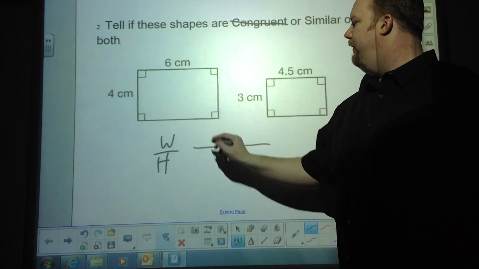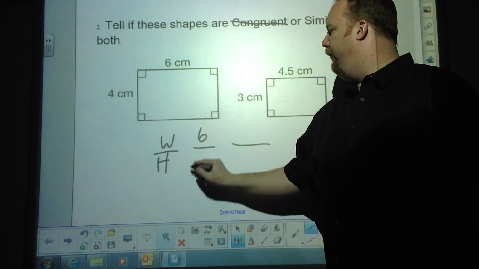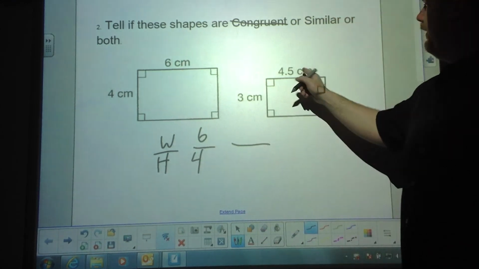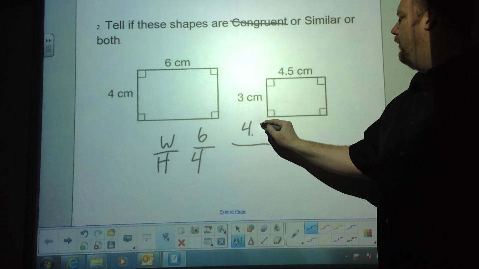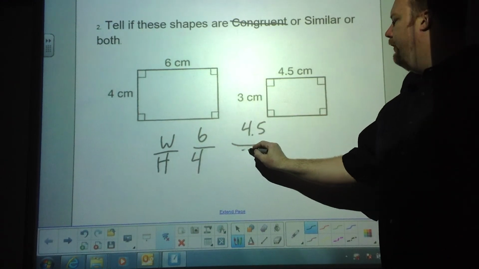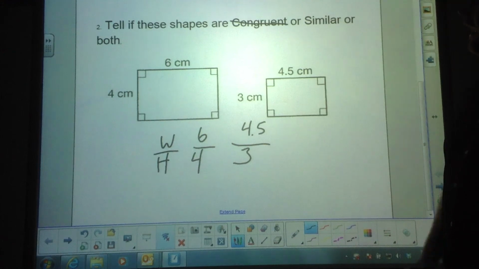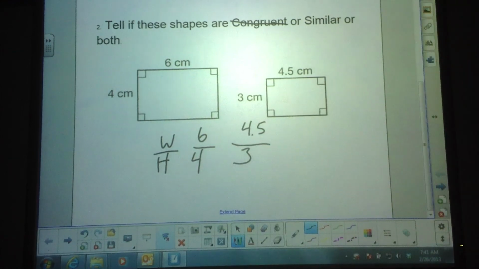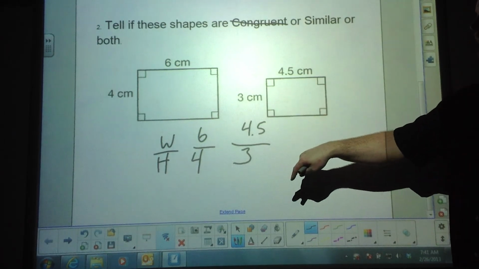What's the width? It's 6 centimeters. The height is 4 centimeters. The width of this one is 4.5. Here's 3. Now all we need to do is cross multiply, and if we get the same answer twice, then it is proportional, and therefore we do have similar shapes.